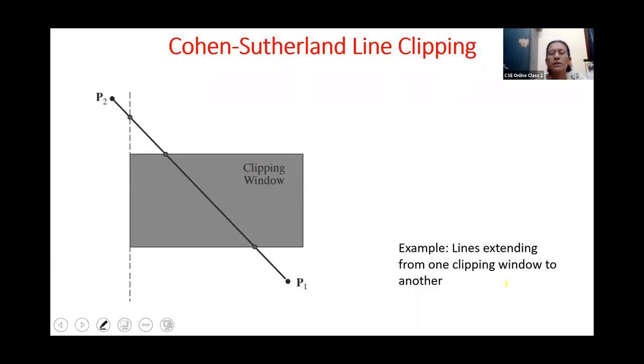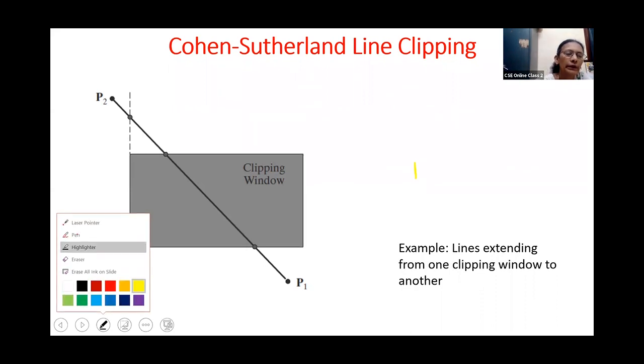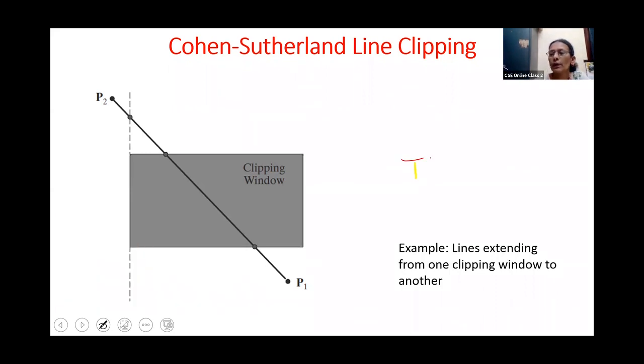Okay, most are right answers, but there are a few wrong answers. I will repeat how we calculate the code for P1. We have 4 bits corresponding to top, bottom, right, left. Bit 1 is set if the point is to the left of the left boundary.